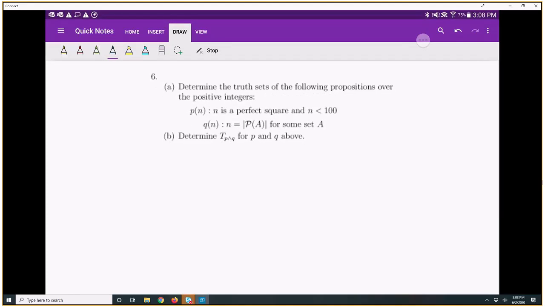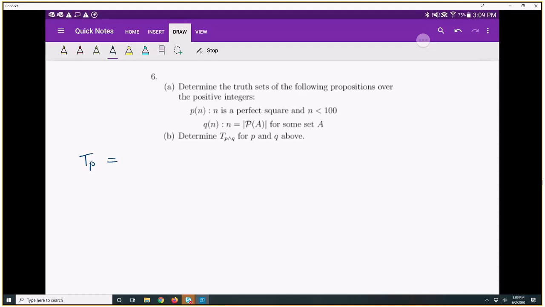So the truth set for the proposition P is going to contain any natural number, rather any positive integer, which is a perfect square and is less than 100.